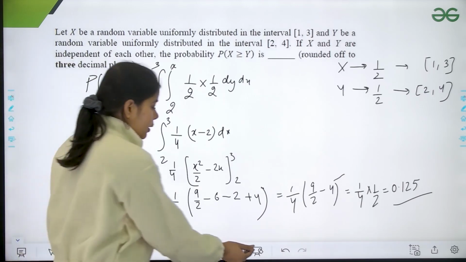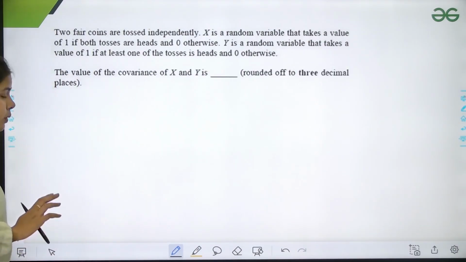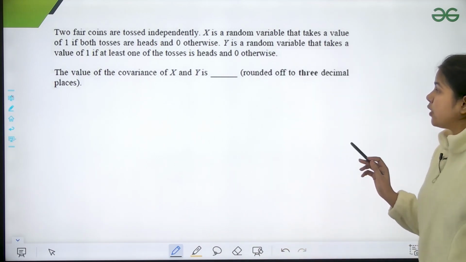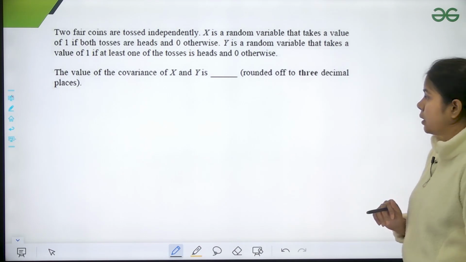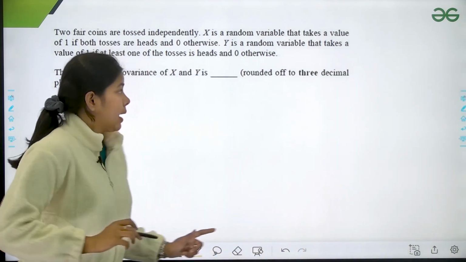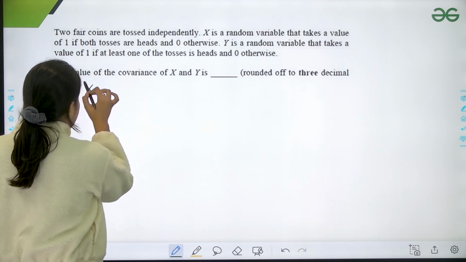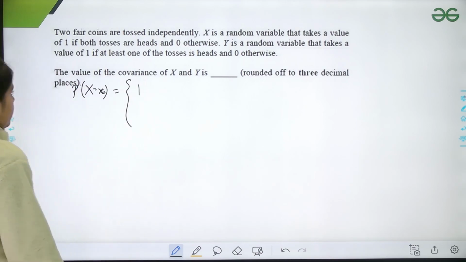Okay, now let's see the next question. We have this question: two fair coins are tossed independently. X is a random variable that takes a value of 1 if both tosses are heads and 0 otherwise. Okay, let's write it down first.